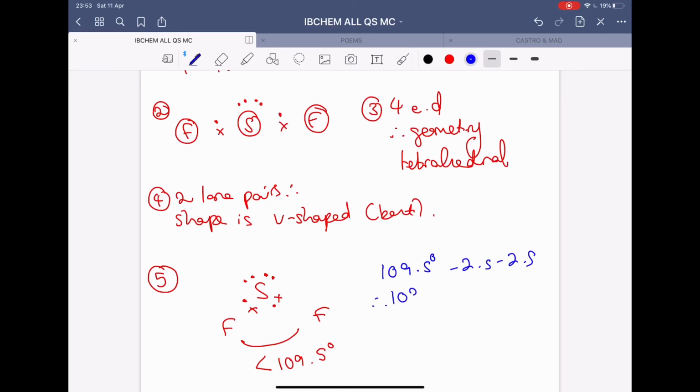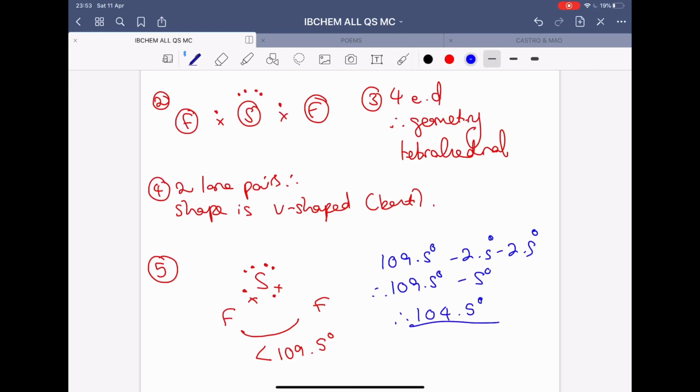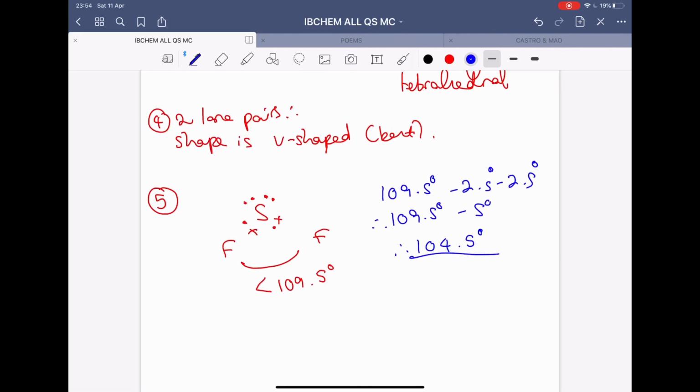The bond angle is going to be now 109.5 minus 2.5 minus another 2.5 because we've got two lone pairs, which is 109.5 minus 5. And so the bond angle is actually 104.5 degrees. But remember, in your exam, you won't really need to write 104.5 degrees. You can just write less than 109.5 degrees, like I've done in the diagram.